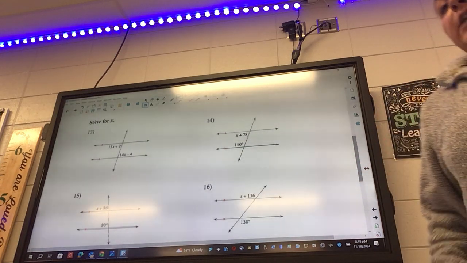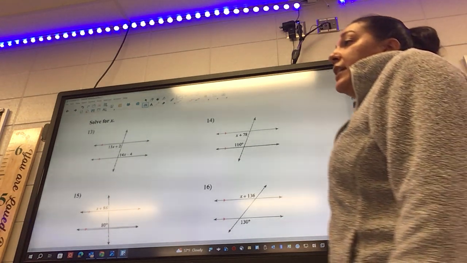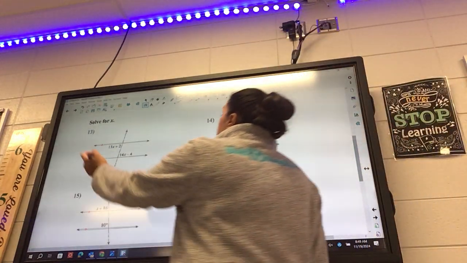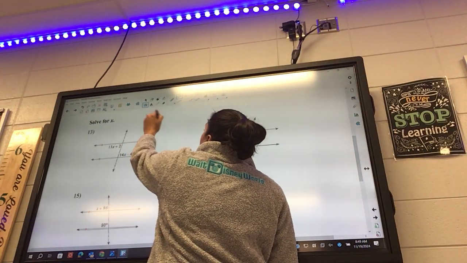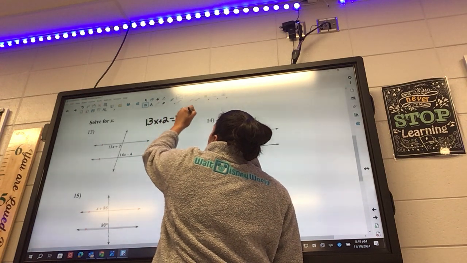Okay, 13. What kind of angles are those? Alternate interior, so they're going to be equal or add to 180? Equal. So we're going to say 13x plus 2 equals 14x minus 4.